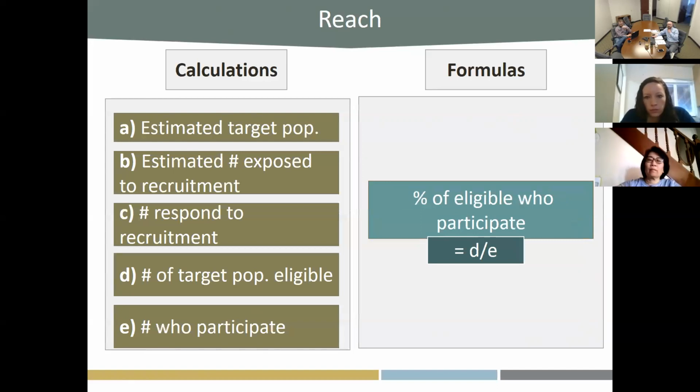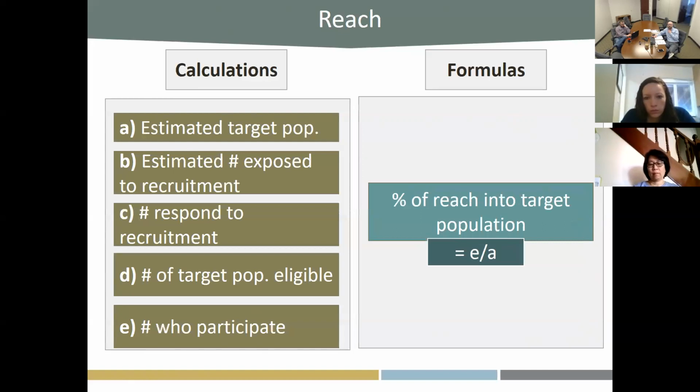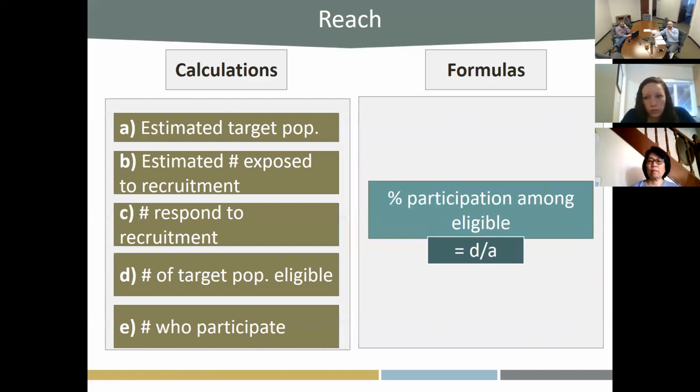Here on the right, you'll see the formulas change. Percent of eligible who participate is D divided by E. Percent of reach into your target population is E divided by A. Percent excluded from your intervention is A minus B divided by A. Percent participation among the eligible is B divided by A.